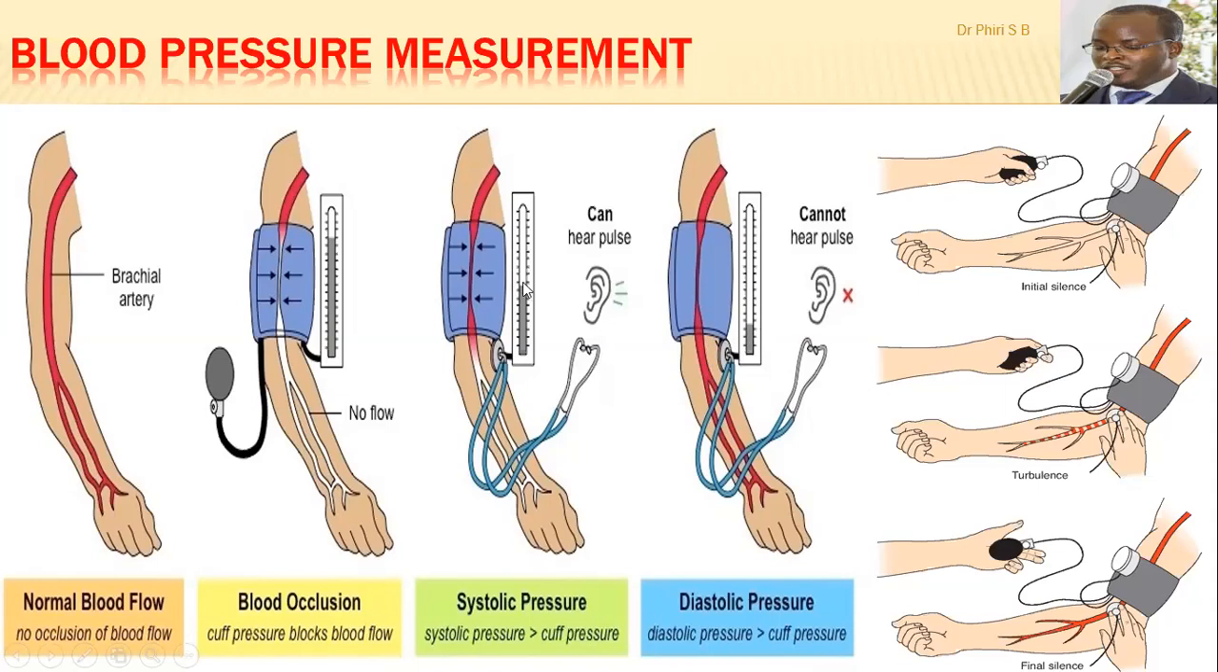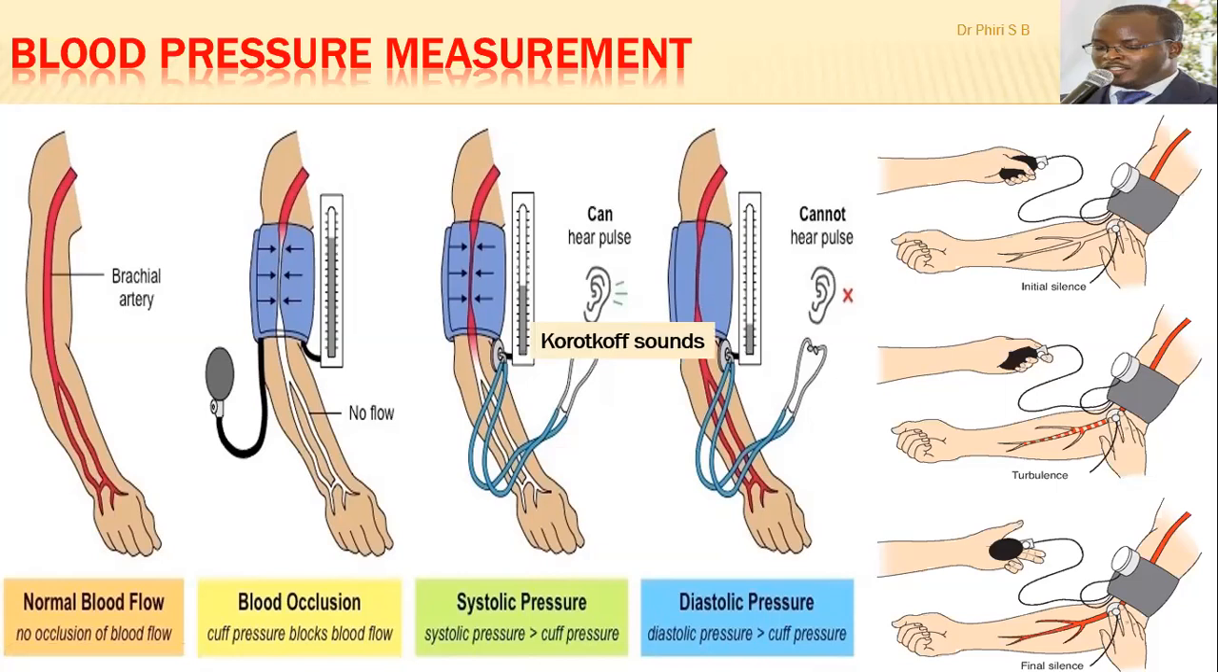So the moment you hear the sounds, you record that as your systolic pressure. During systole, there will be movement of blood. During diastole, blood won't be moving until the diastolic pressure in the brachial artery is greater than the cuff pressure. Then you have continuous flow of blood, and you won't get any sounds because it goes back to laminar flow. Then you record that as your diastolic pressure.